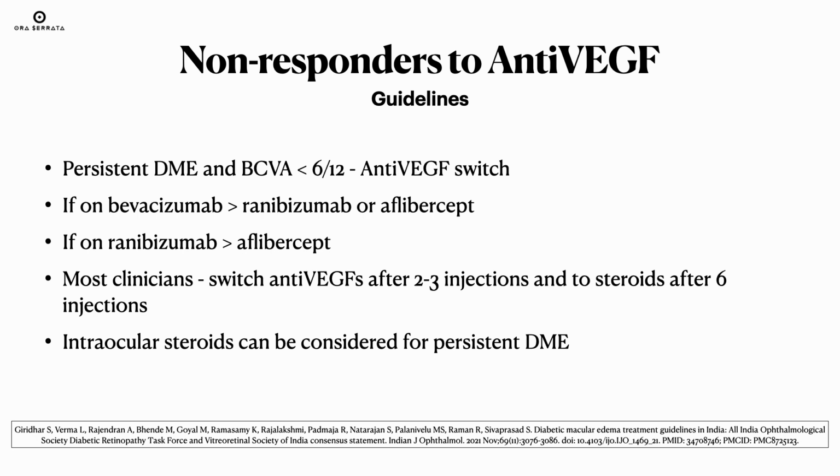So what the guidelines tell us is that if there is persistent DME and the BCVA is less than 6/12, then we should perform an anti-VEGF switch. So if initially we were using bevacizumab, then we should either switch it to ranibizumab or aflibercept. However, if we were initially using ranibizumab, then we should switch it to aflibercept.